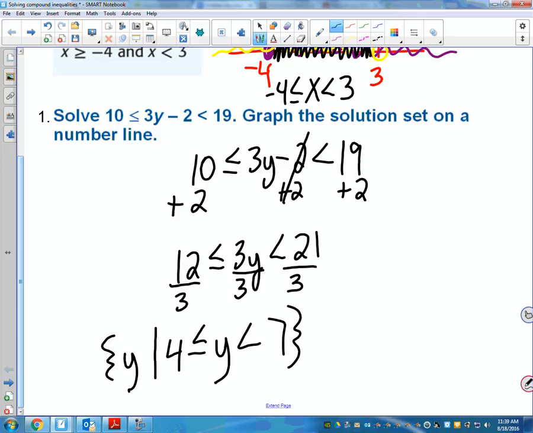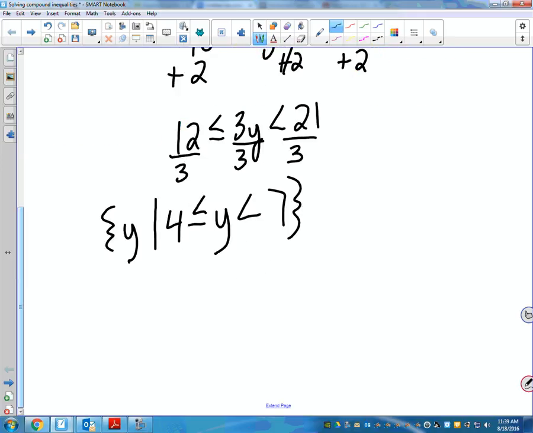So if you want to just make the squiggles, draw the line, that's an appropriate answer. Or you can do what we did yesterday, and say, okay, here's my inequality. Since 4 is included, I'm going to say bracket 4, 2, 7, 7's not included, that would be a parentheses. You have to do one or the other. You don't have to do both.